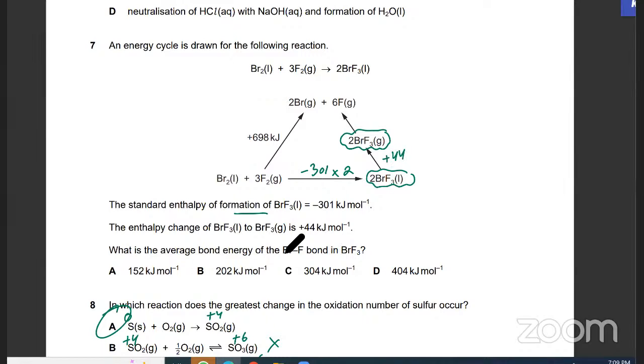What is the average bond energy of the BrF bond in BrF3? So how many bonds are being broken over here in this path? 6. So you're breaking 6 BrF bonds. Is it going to be endothermic or exothermic? Plus sign or minus sign?